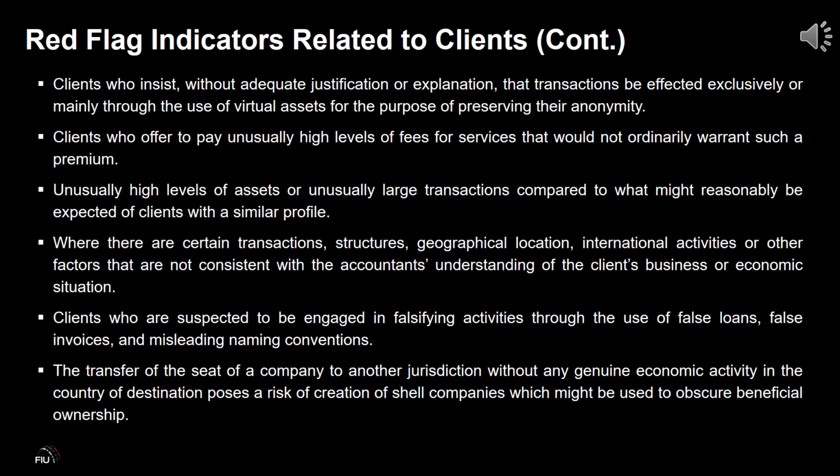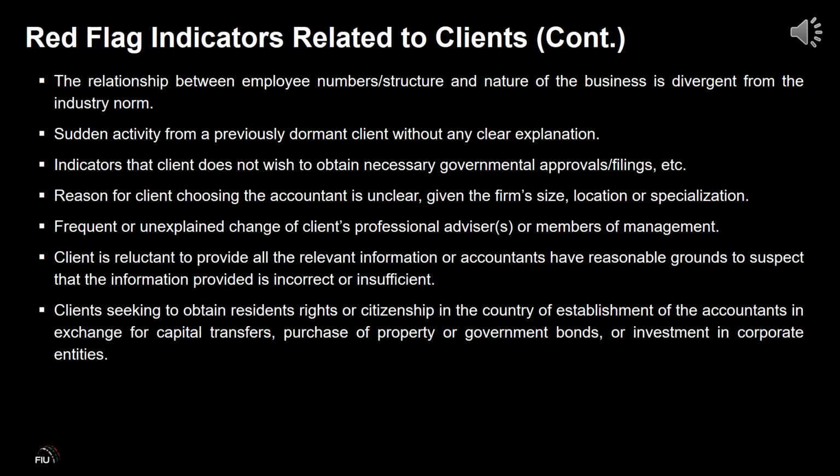Clients who are suspected to be engaged in falsifying activities through the use of false loans, false invoices, and misleading naming conventions. The transfer of the seat of a company to another jurisdiction without any genuine economic activity in the country of destination poses a risk of creation of shell companies which might be used to obscure beneficial ownership. The relationship between employee numbers or structure and nature of the business is divergent from the industry norm. Sudden activity from a previously dormant client without any clear explanation.